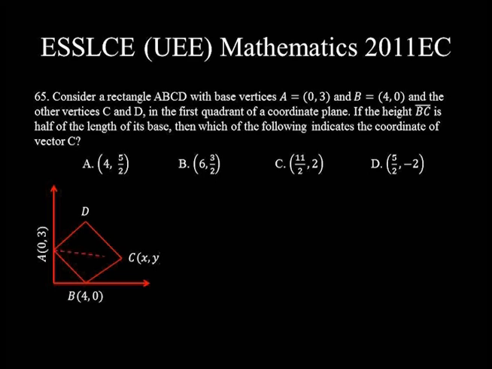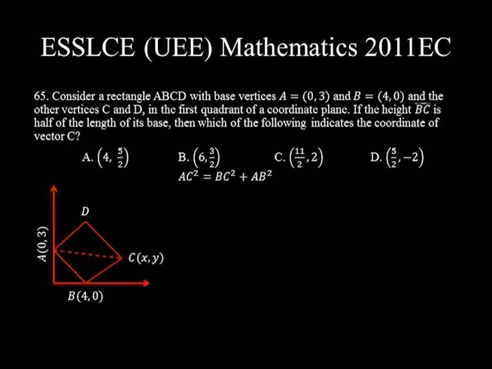If we draw a diagonal from A to C, it forms a right angle triangle ABC. So the hypotenuse AC square is equal to one leg, that is BC square, plus the other leg AB square. This implies AC square means (x minus 0) the whole square plus (y minus 3) the whole square is equal to BC square means (x minus 4) the whole square plus (y minus 0), that's y square, plus AB square. It's given that BC is half of AB. In other words, AB is twice of BC. So AB square becomes 2 times ((x minus 0) the whole square plus y square).